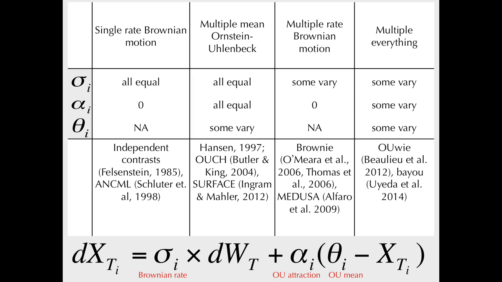And finally, we do the multiple everything model. We have multiple sigma, multiple theta, multiple alpha. And so we have this where we have to do painting, a priori painting, or using stochastic character mapping to do painting. Yosef has an approach where it does MCMC, reversible jump MCMC, and finds the optimal paintings.